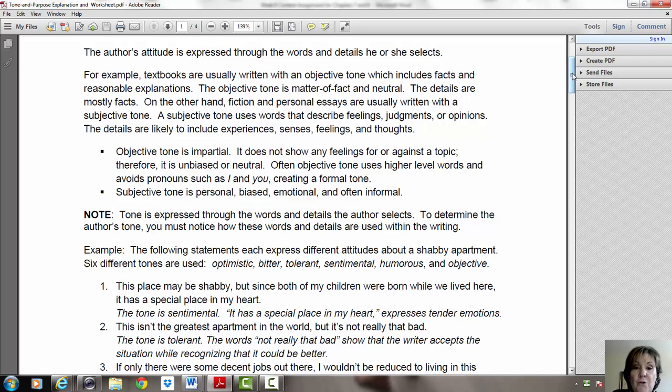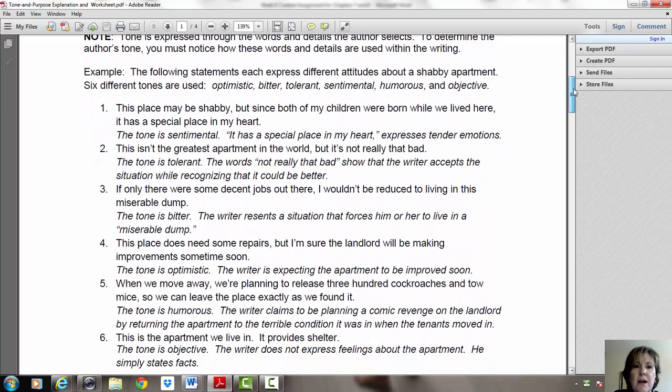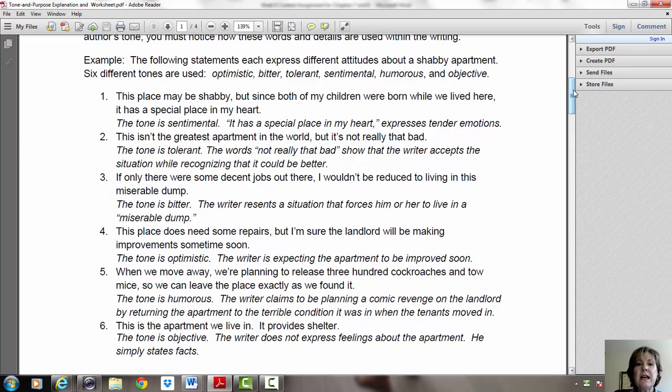Tone is expressed through words and details that the author selects. And to determine the author's tone, you must notice how these words and details are used within the writing. Let's look at some examples. The following statements each express different attitudes about a shabby apartment. Six different tones are used: optimistic, bitter, tolerant, sentimental, humorous, and objective. So let's go through and talk about each one.